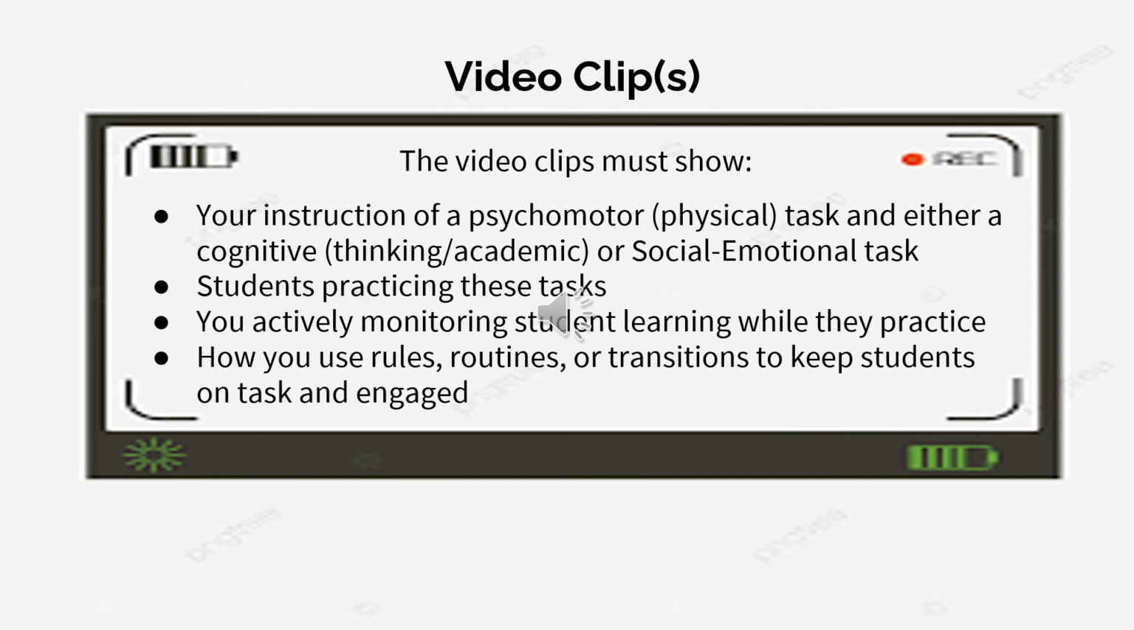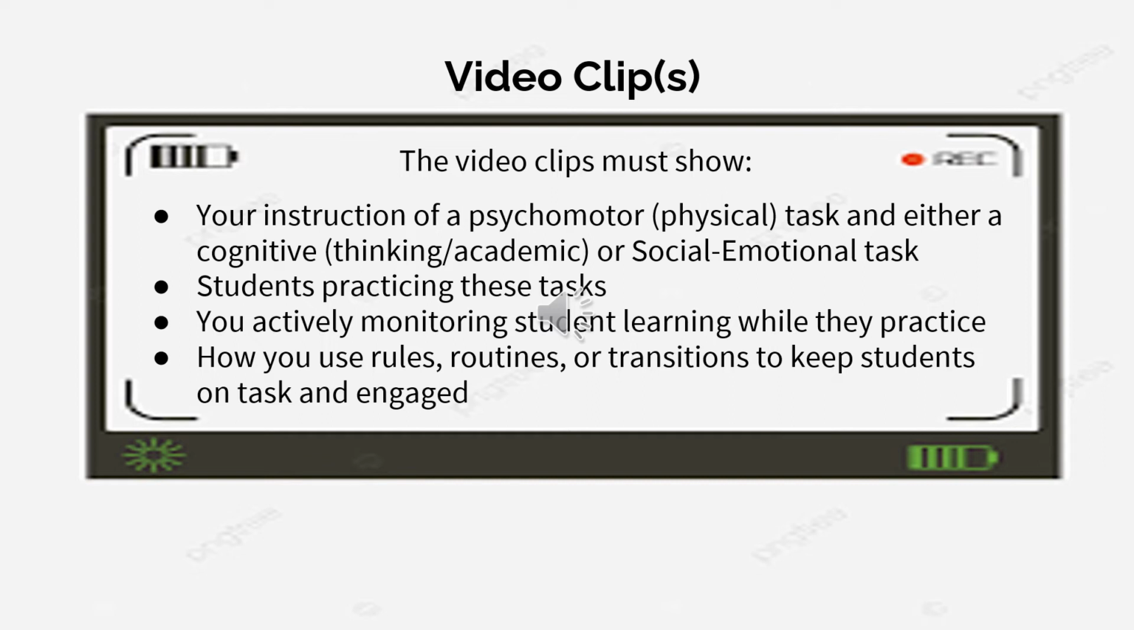Secondly, you need to show students actually practicing these skills, practicing the physical skills, practicing these social emotional skills. Third, you have to show that you are actively monitoring student learning while they're practicing. So giving them feedback, making sure you're there to give them support when they need, right?